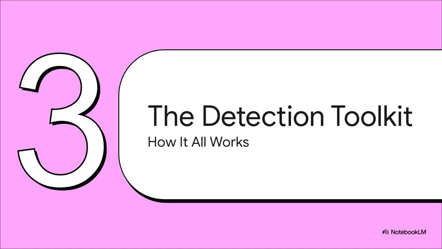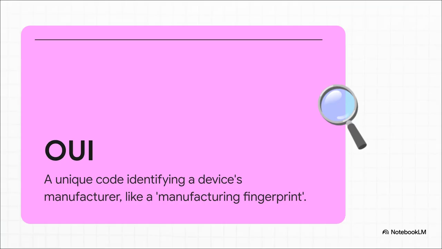All right, so our network security guard has these two powerful tools. Let's pop open the toolkit and get into the nitty-gritty of how they actually hunt down these network intruders. The real secret sauce behind all of this is something called an OUI, which stands for Organizationally Unique Identifier. It sounds technical, but the concept is simple. Just think of it as a device's manufacturing fingerprint. It's a code baked right into the hardware that basically says, hey, I was made by Cisco, or I was made by Dell. So all you have to do is create a whitelist of approved fingerprints, and your network guard instantly knows if a device belongs or if it's a complete stranger.